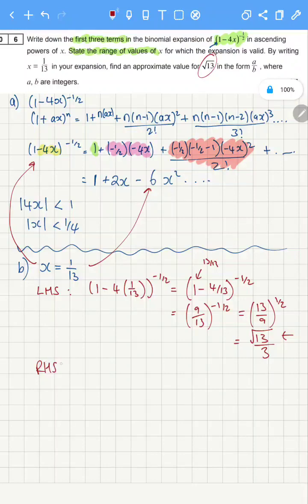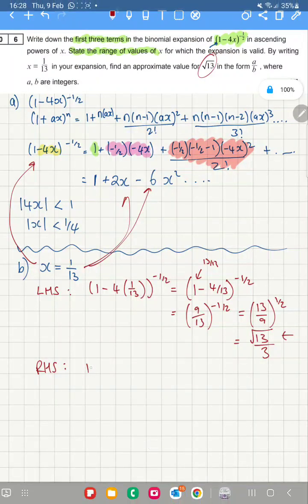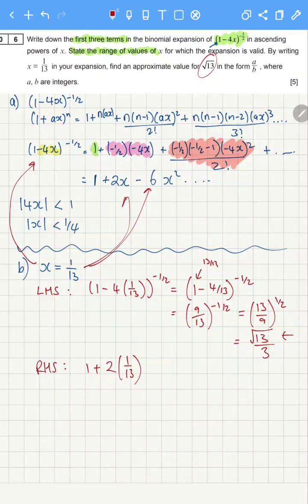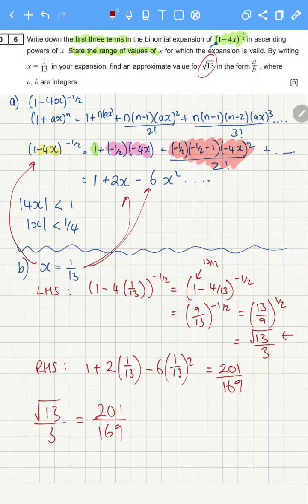Now, what about the right-hand side? The right-hand side, this one, we're just going to sub it in: 1 plus 2 times 1/13, minus 6 times 1/13 squared. You can check that in your calculator, and hopefully it'll give you a fraction back. The fraction it gives you back is 201 over 169. So what we get from that little run is root 13 over 3 equals 201 over 169, and all you've got to do to get root 13 on its own is times 201 over 169 by 3, which is 603, just times the top by 3, over 169. Dunsies, yeah boy.